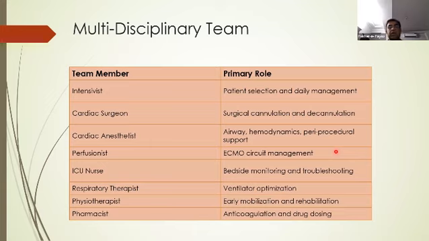And let me tell you, the most important member of this team is the ICU nurse. They basically make the difference. They are holding the fort 24/7, and 90%, I must say, of the success relies on the expertise and the competence of ICU nurses. And then definitely the respiratory therapists have a role in ventilator optimization, but here we usually do it ourselves. Physiotherapists, yes, in early mobilization and rehab, and then there is a big role of the pharmacists in advising anticoagulation and drug dosing, because a lot of drugs will lose their efficacy, and a lot of drugs will have their efficacy enhanced when we place the patient on ECMO support.